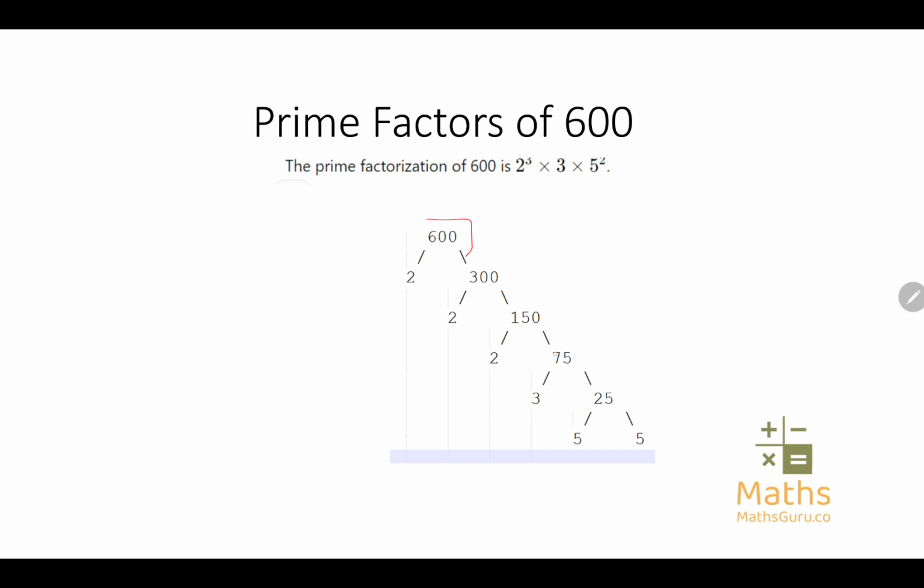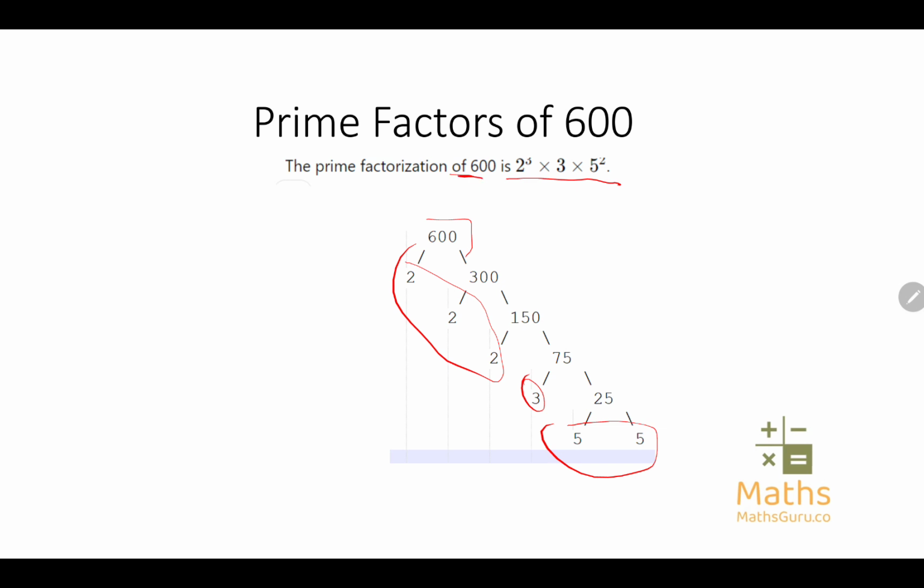Then I cannot divide 75 by 2, so I will pick the next larger prime number, which is 3. 3 can divide 75, giving 25, and then 25 can be divided into 5 into 5. So if you can see, you have 3 times 2, then 1 times 3, and then 2 times 5. So the prime factorization can be expressed like this: 2 to the power of 3, into 3, into 5 to the power of 2. So we call these the prime factors.